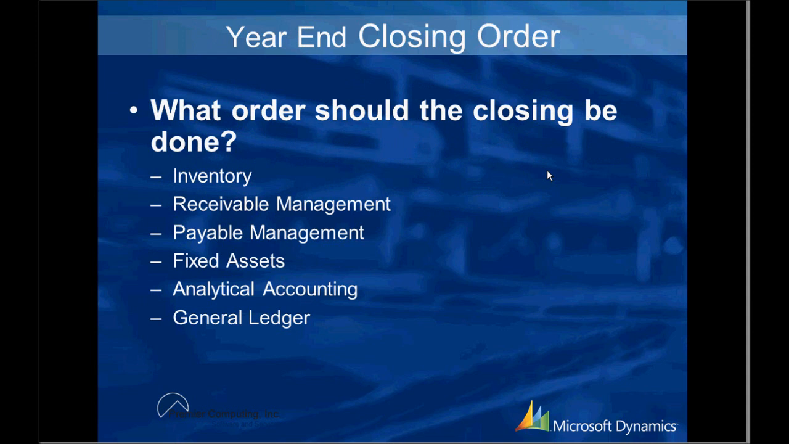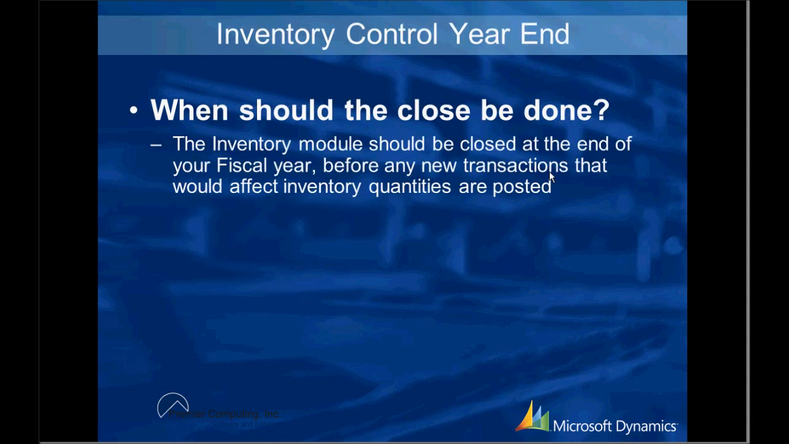Okay, now we're going into the year-end closing and the order that this should be done. We're first going to talk about inventory, and then receivable management, then payable management, then fixed assets, then we'll review analytical accounting and general ledger. We're first going to talk about inventory and when it should be closed.